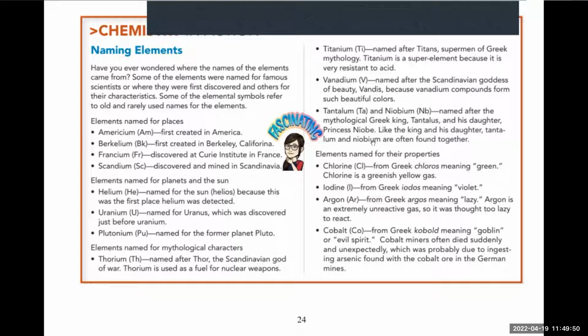Chlorine, for example, comes from the Greek chloros, which means green, because the element chlorine is a greenish yellow gas. The color that you picture the most with chlorine is green. Iodine is another element that I find very interesting. I'm going to show you why, because iodine comes from the Greek iodos, which means violet.